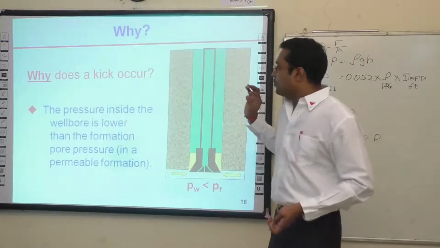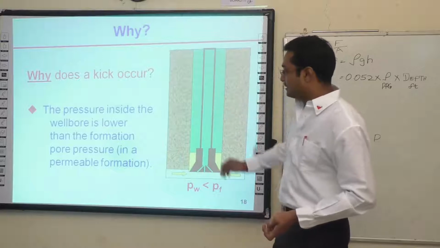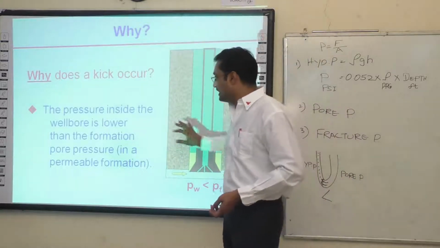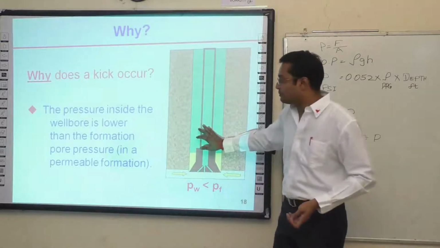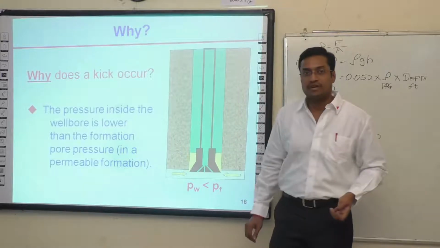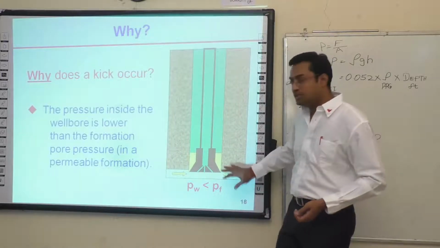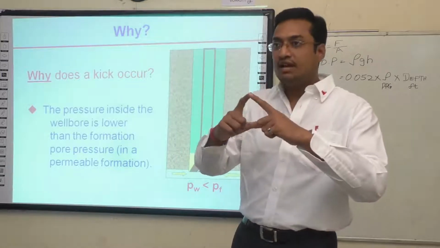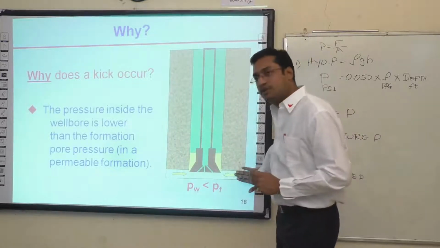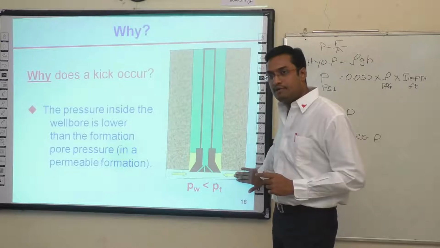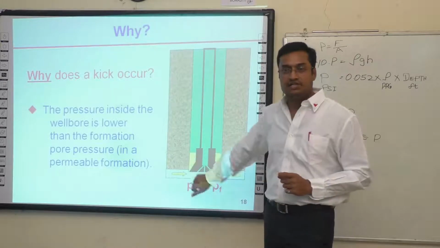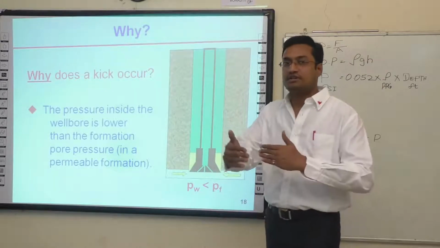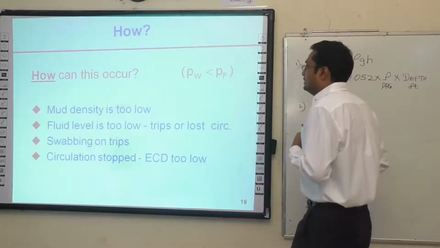And why does a kick happen? The pressure inside the wellbore is lower than the formation pore pressure in a permeable formation, because the intensity of the kick is decided by the difference in pressure and also the permeability of the formation. If the permeability is more, the intensity is more, so your reaction time should be quicker.